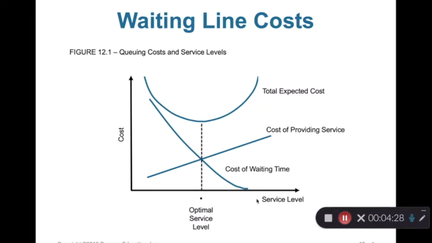So this is the way we wanted to understand how to determine the optimal service level with a minimum total expected cost. But also this is not accurate. We should use another method to calculate the total expected cost or the total cost for providing services or total cost for waiting time, and then you can figure out the optimal service level.